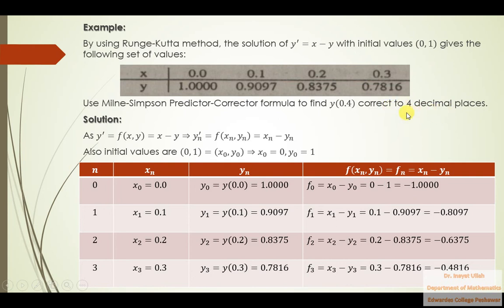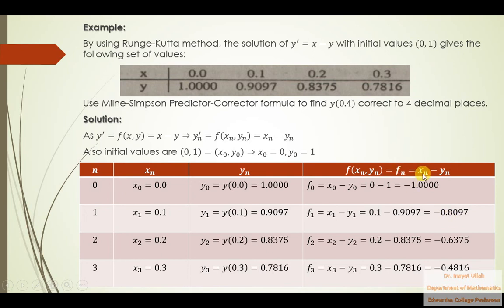Write all those numbers up to 4 decimal places, remember that. Secondly, f1 will be equal to x1 minus y1. So x1 minus y1, that is x1 = 0.1, and that is y1. So f1 is equal to x1 minus y1, and that is minus 0.8097.